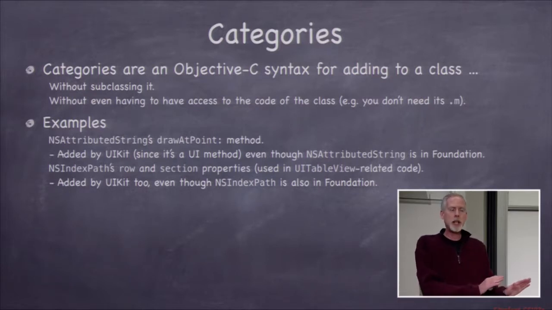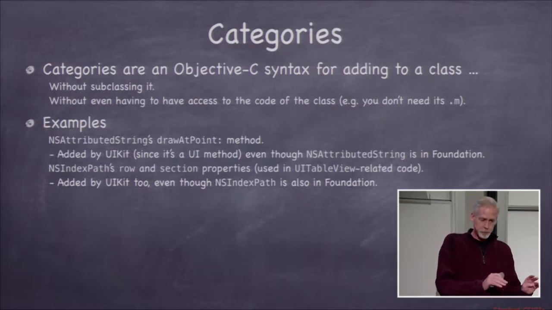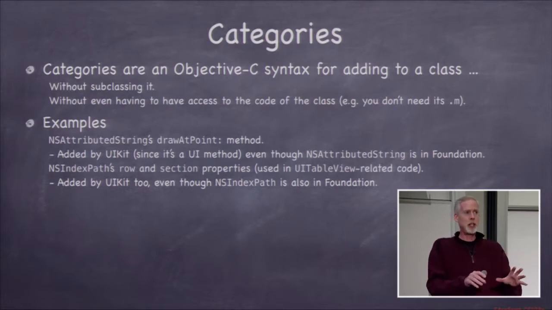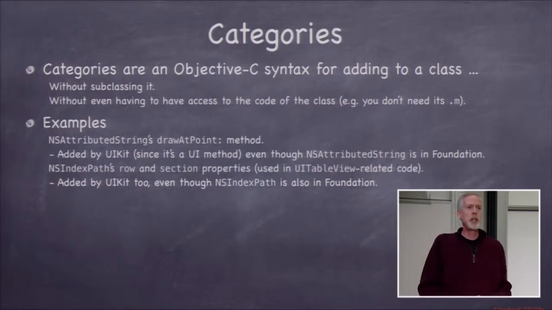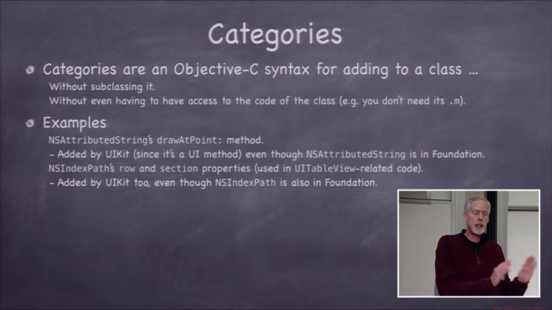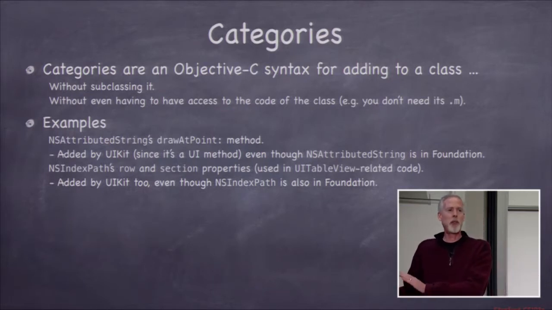Same thing, NSIndexPath. I told you NSIndexPath only had two methods on it, row and section. But actually, NSIndexPath has a whole bunch of methods on it. It's in Foundation. It's just a generic index pointer into an arbitrary, linked list of items. It's just that UITableView wants to call it row and section. So it adds the properties row and section to NSIndexPath. Even though, again, table view is in UIKit, NSIndexPath is in Foundation, not even the same framework.